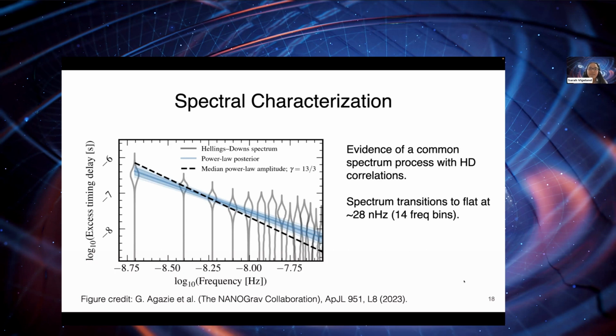Now one thing to note is that if we fix that spectral index, gamma, to the 13/3 that we predict for circular black holes evolving due to gravitational wave emission, you can also get a power spectrum out, but it is steeper than the best fit when we allow that spectral index to vary.